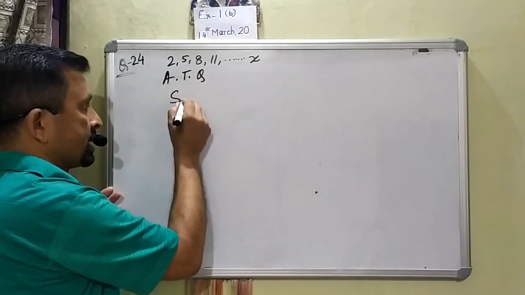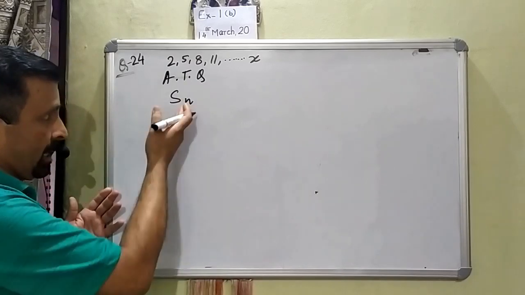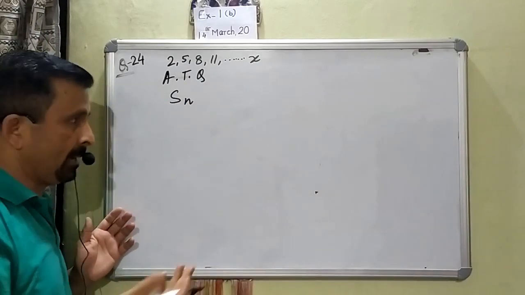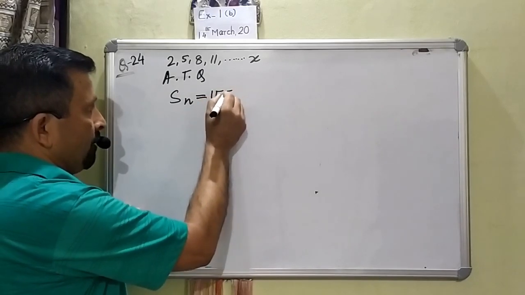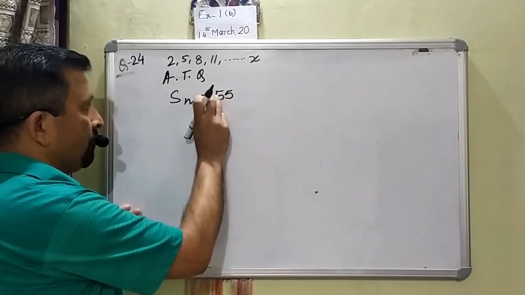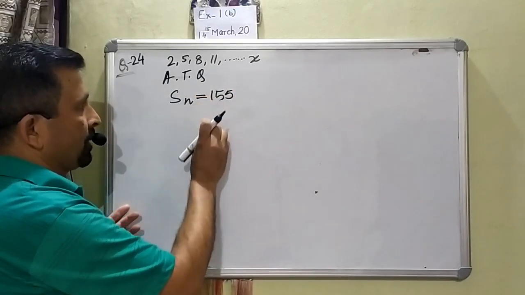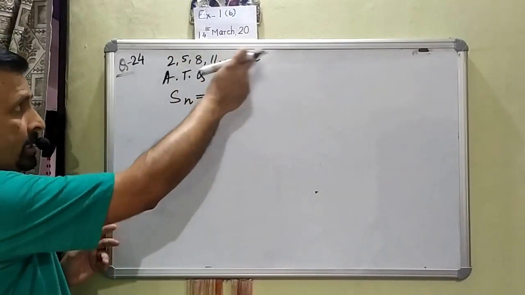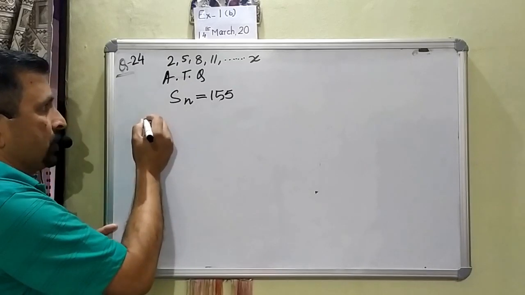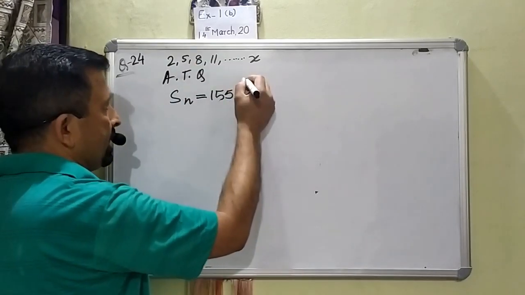the sum of a certain number of terms, we don't know how many terms, so we can assume that number of terms as n. And this is given as equal to 155. Sum of some number of terms is given as equal to 155. Now you can see the series from here. It's very easy for you to find the value of a and then d.